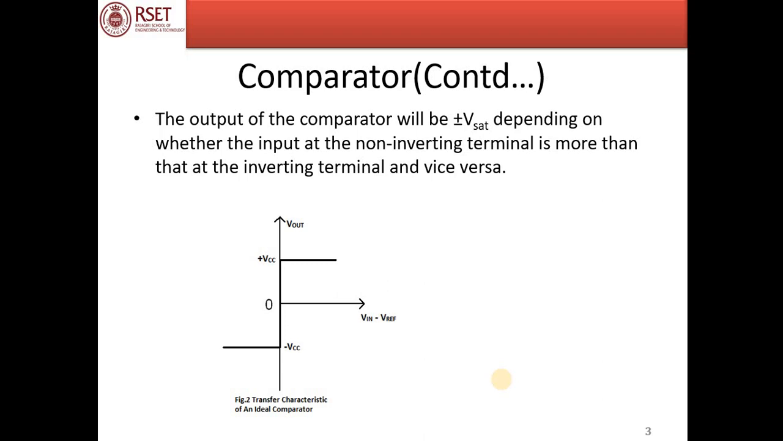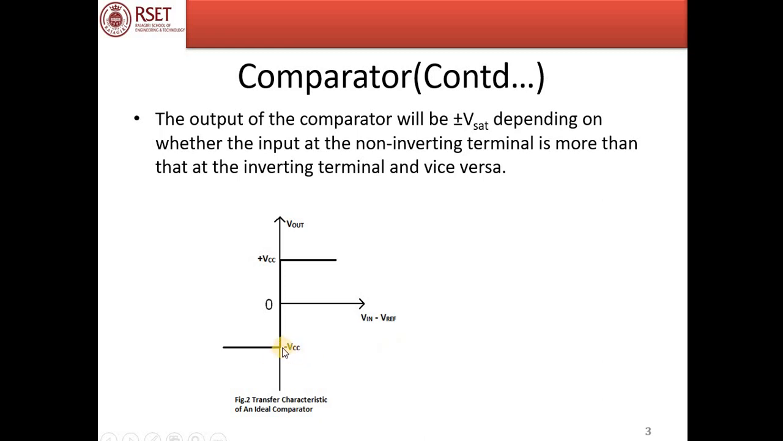Let us see the transfer characteristic of an ideal comparator. What do you mean by transfer characteristic? It is a plot of input versus output. Here, by input we mean the difference between the voltages at the two terminals, that is Vin minus Vref, and we have the output Vout plotted along the y-axis.